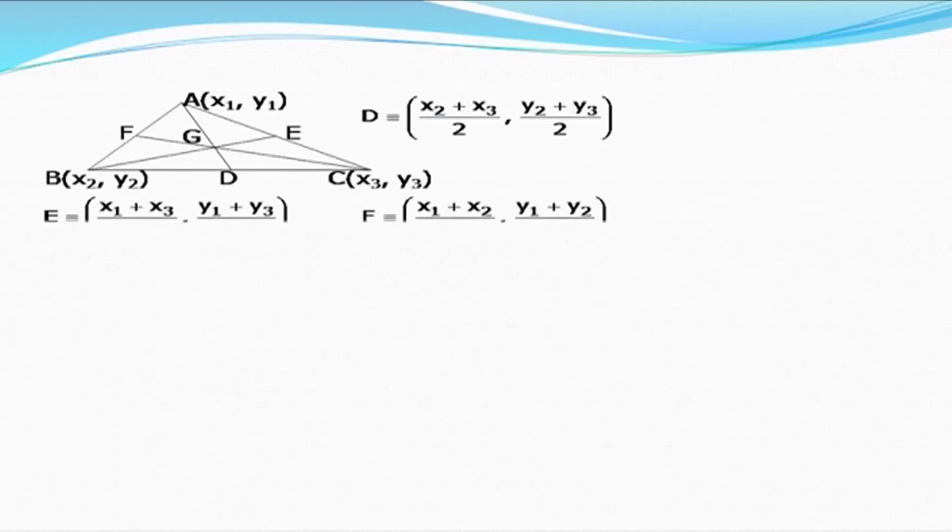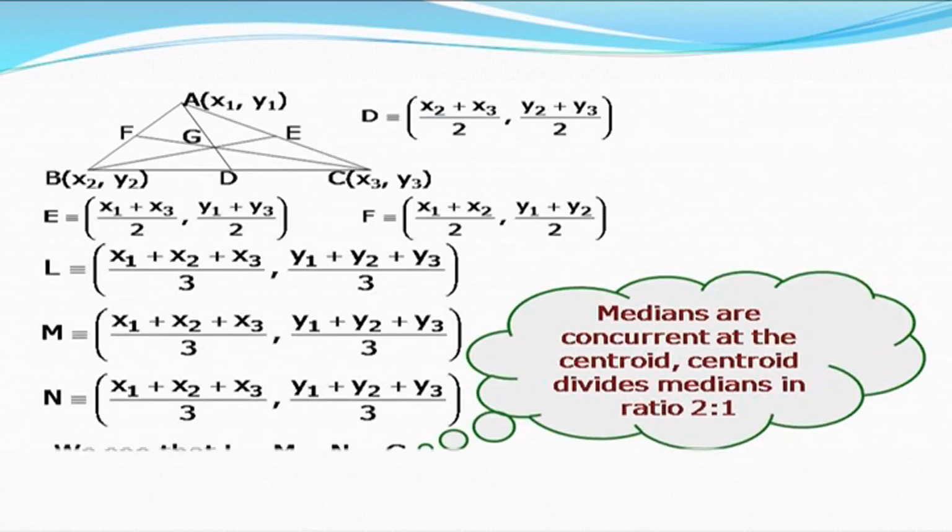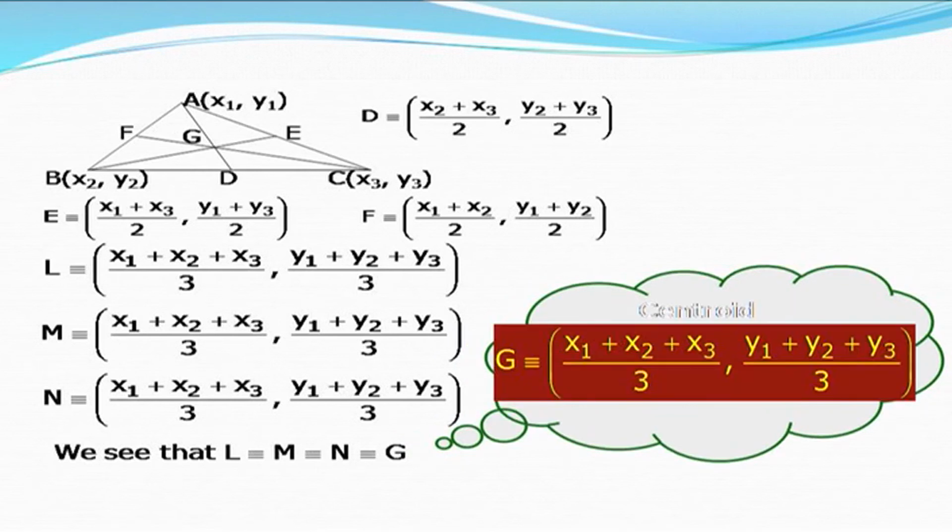In all the cases, after simplification, we find the coordinates of L, M and N. In each case, it is ((x1 + x2 + x3)/3, (y1 + y2 + y3)/3). And these overlapping points L, M, N, we can say that is the centroid of the triangle, which is represented by G.